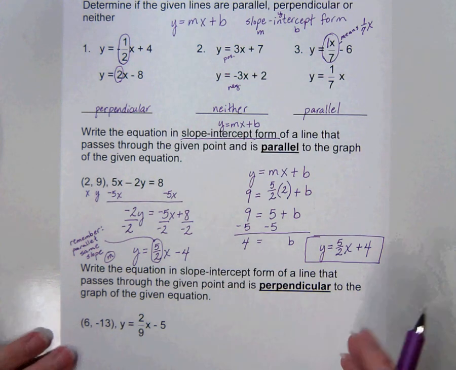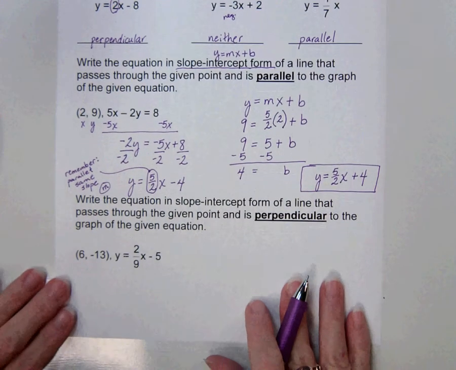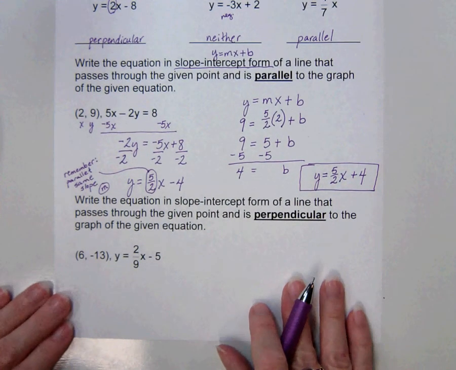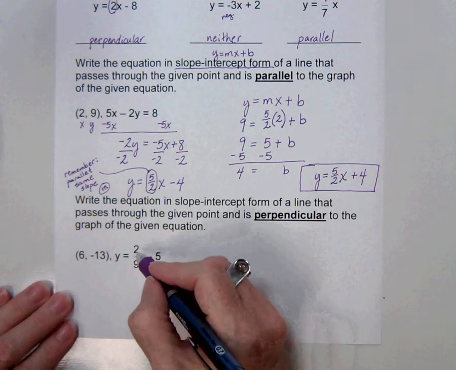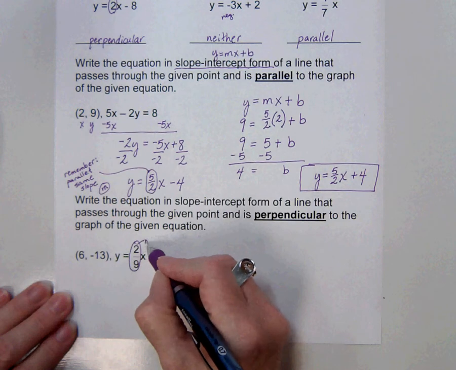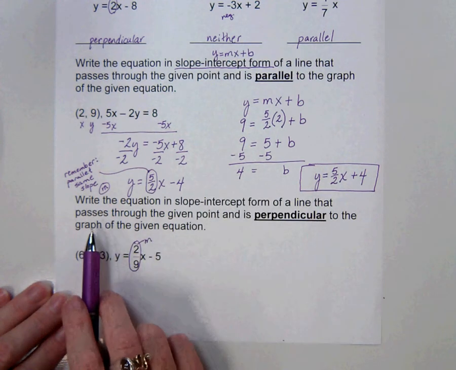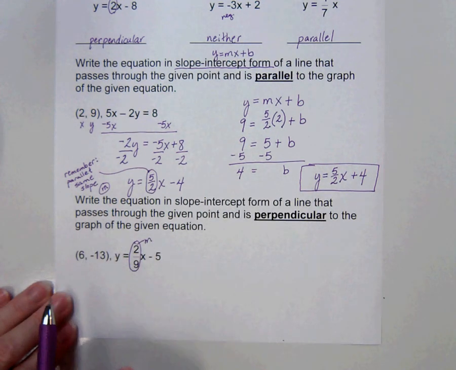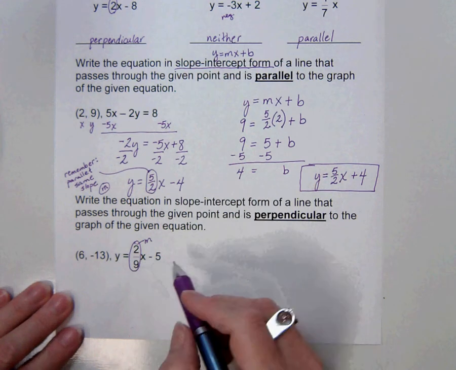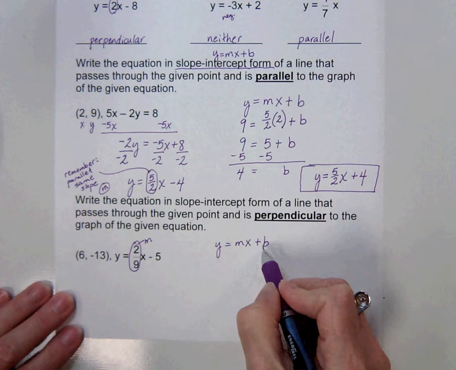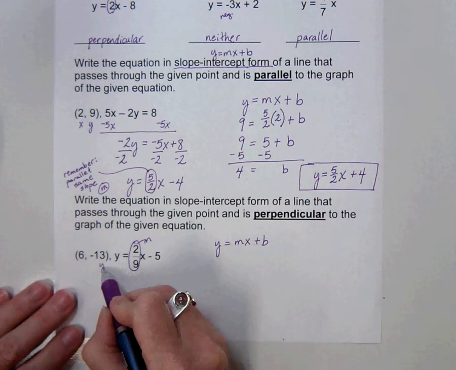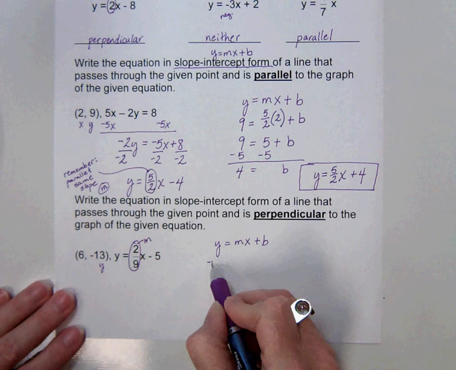Let's try one more. On this next one, this one is a little bit easier because they've already put it in y equals mx plus b form. So remember, this is your m, but this time they want you to write an equation in slope-intercept form of a line that passes through the given point and is perpendicular to the graph. And this time we're going to have to use an opposite reciprocal. So when you fill in, I'm going to go ahead and write the formula again. You're going to replace your y with this one. This is your y, negative 13.